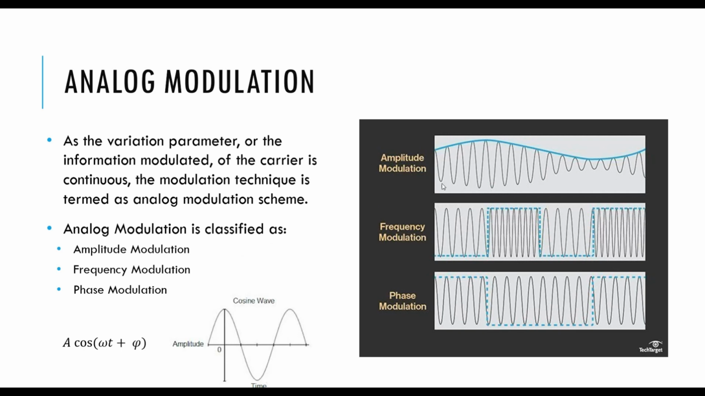In amplitude modulation, as you can see here, the amplitude of the carrier signal varies in accordance with the amplitude of the message signal. The same thing goes here, but for frequency. So the frequency of the carrier varies in accordance with the amplitude of the given signal, and in phase modulation, the phase is changed in accordance with the amplitude of the message.